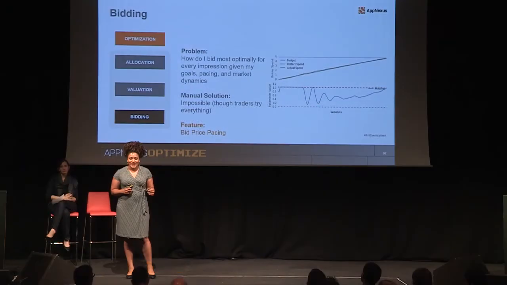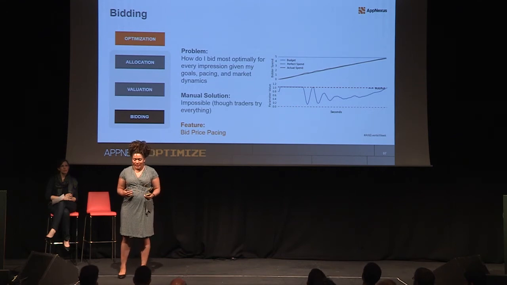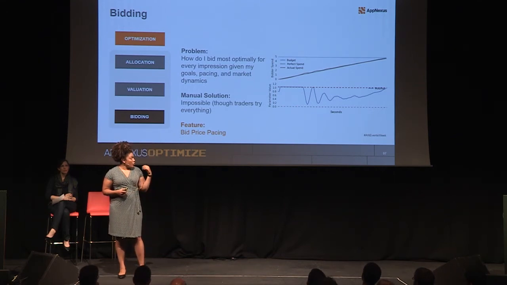But at the end of the day, all of the inputs to this problem change every minute. And it's impossible for a human being to go into a system, change the lever, click save every single minute for every single campaign. And for our part, we've created, to start, bid price pacing, which will actually, at the most basic level, vary your bid based on how you're pacing toward goal. But in addition to that, bid price pacing also enables us to do a lot of really granular bidding optimizations for you to help push your performance goals.